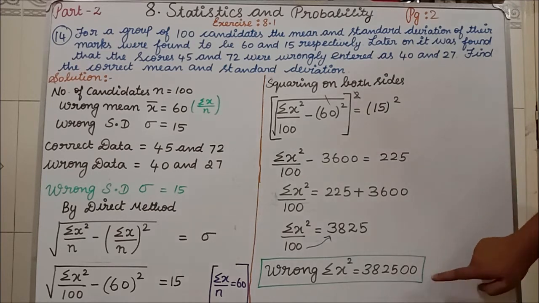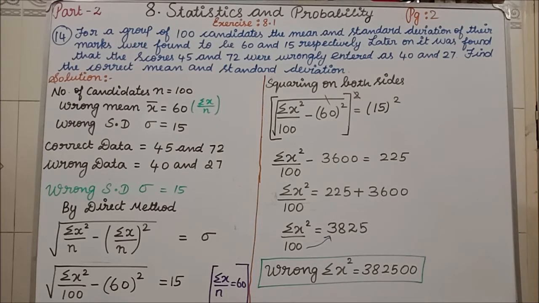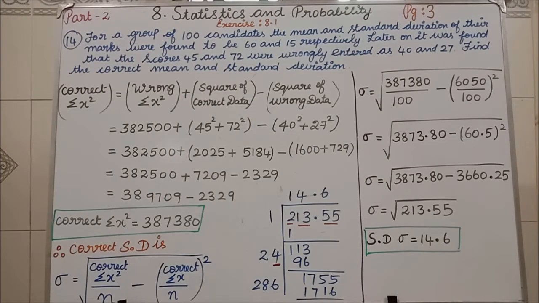Clear? Using this, we are going to find the correct summation x square. Then only we will be able to find the correct standard deviation. That we will see in page number 3. So now we are in page number 3. Now we are going to find the correct summation x square. How did we find the correct summation x? The same procedure we are going to use to find the correct summation x square.